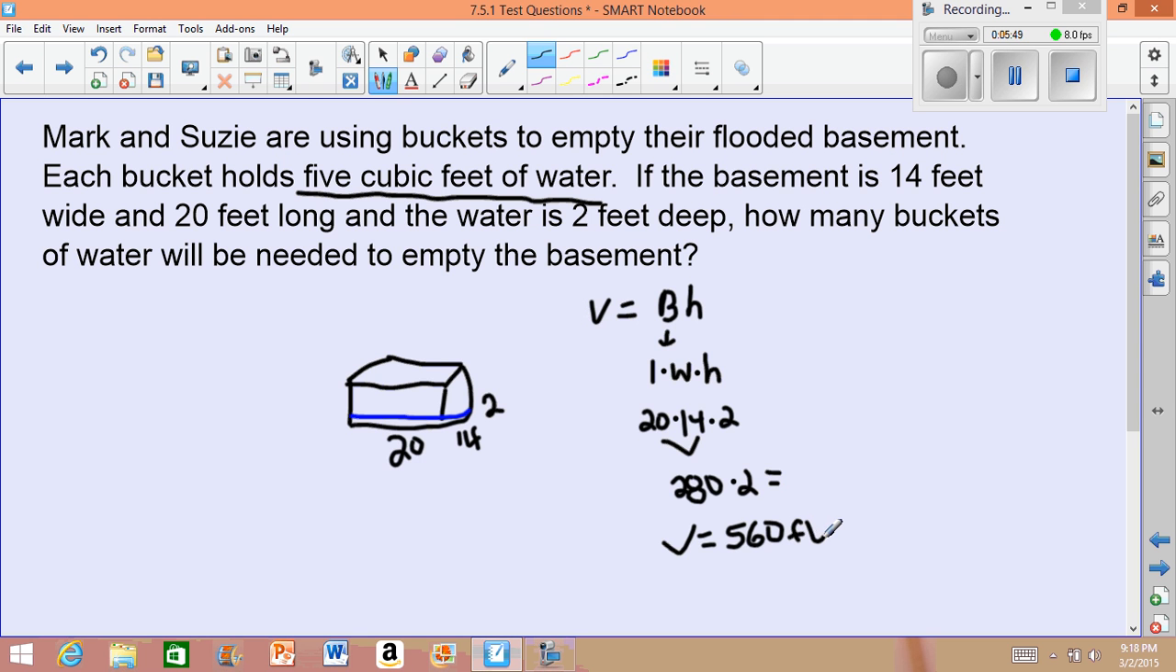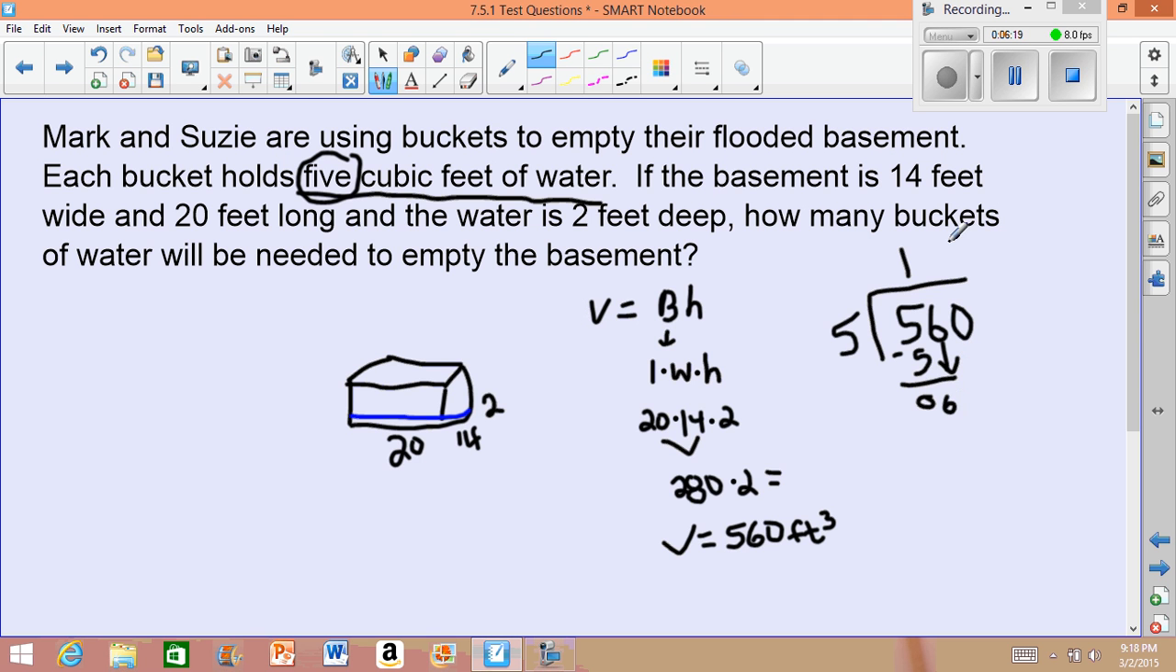But the question asks us to figure out how many buckets they're going to need to empty it. It told us that each bucket held 5 cubic feet of water. So that means we have to take 560 and divide it by 5 to see how many buckets we would need. So 5 goes into 5 once, subtract, have 0 left, bring down my 6.